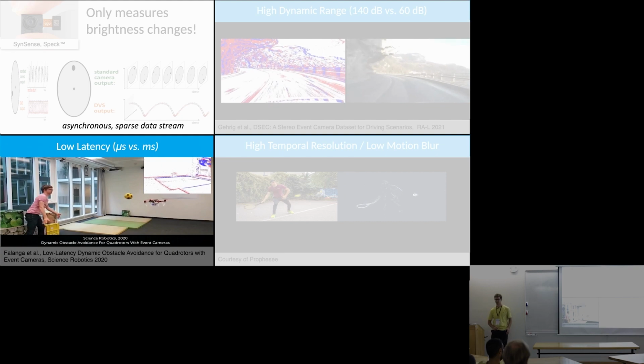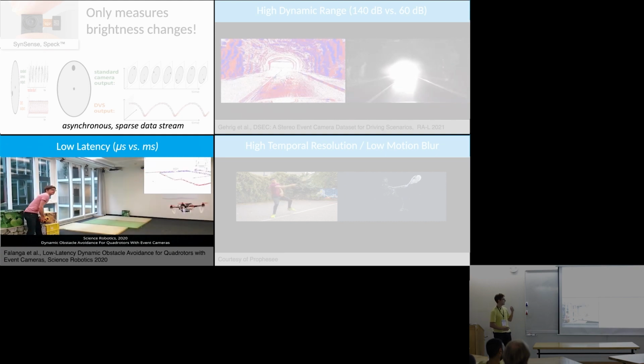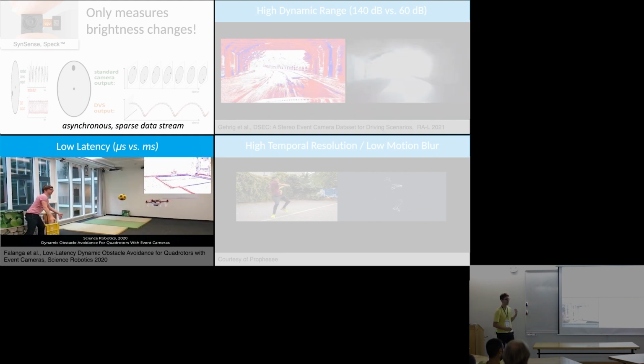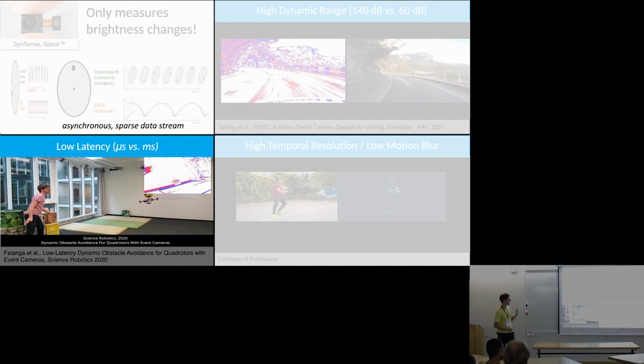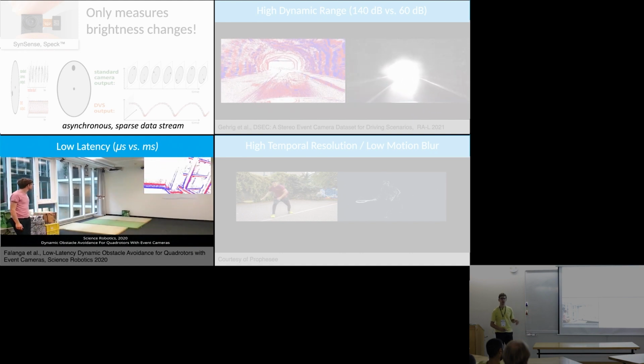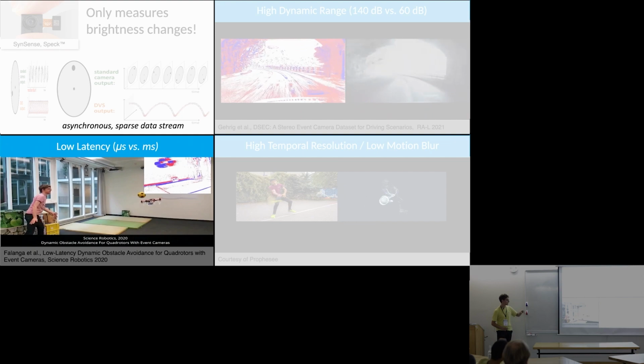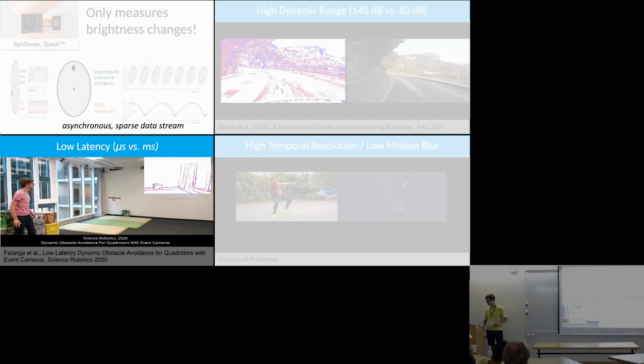And finally, event cameras also have low latency. So the time between a visual stimulus and the data arriving in your camera is very low, which means that we can now install them on high-speed robotic platforms and execute these kind of evasion maneuvers, which are very important.